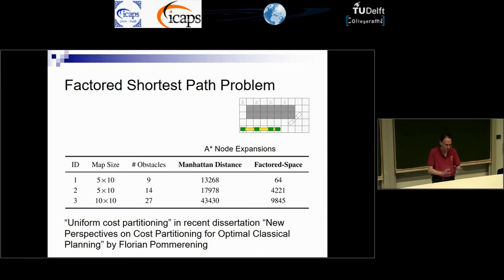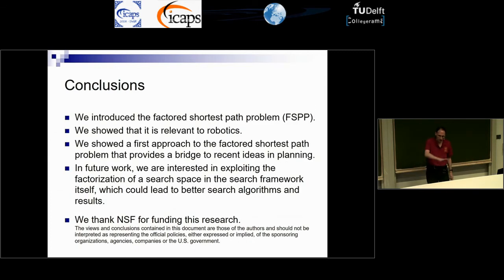But again, this is not a talk about methods. This is really a talk about a problem. So let me summarize. I wanted to tell you about this factored shortest path problem. It has a specific structure. I think it can be utilized in many different ways. The problem is relevant in robotics. We showed that the structure can be utilized in the context of these heuristics, but what we are really interested in is to exploit the factorization of the search space directly in the search framework rather than in the creation of the heuristics. And if that can be done, we feel that would lead to very efficient search algorithms. Okay, so let me stop at this point and see whether there are any questions.